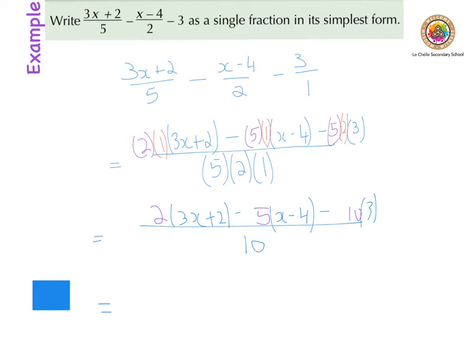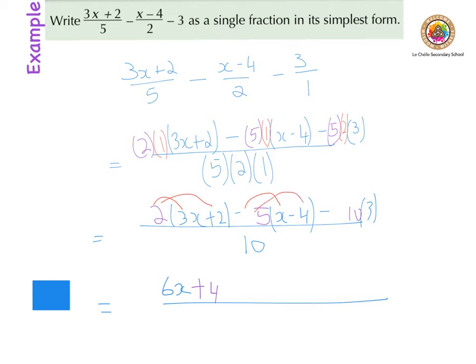And in the exact same manner as we've been multiplying before, so I know that this 2 gets multiplied by the 3x, but it also gets multiplied by the 2. And so 2 by 3x gives me 6x plus 4. Okay? Here I know I have minus 5 multiplied by x and minus 5 by minus 4.